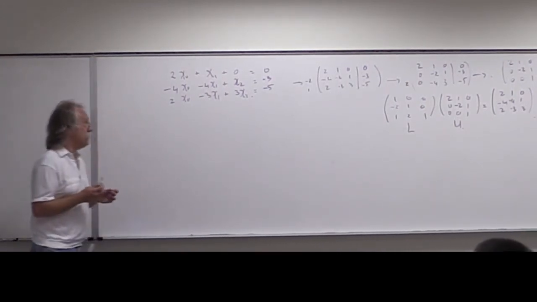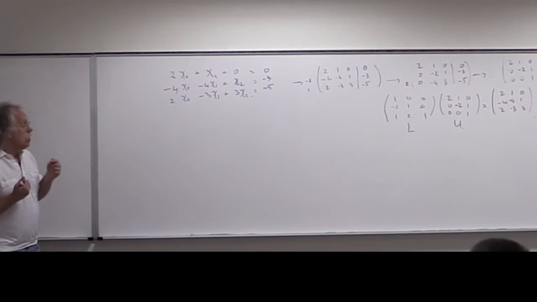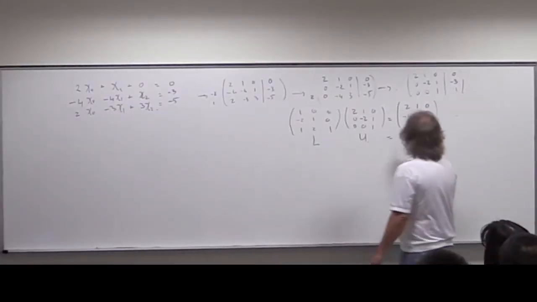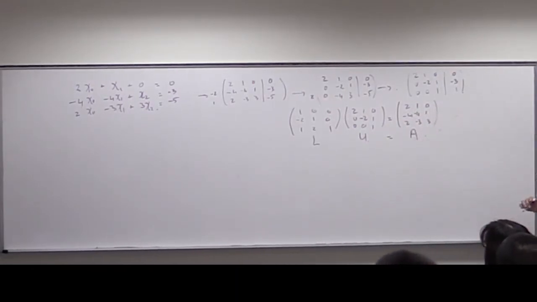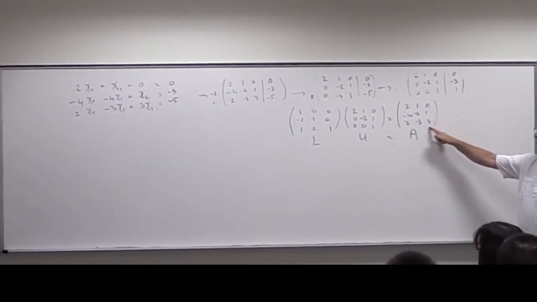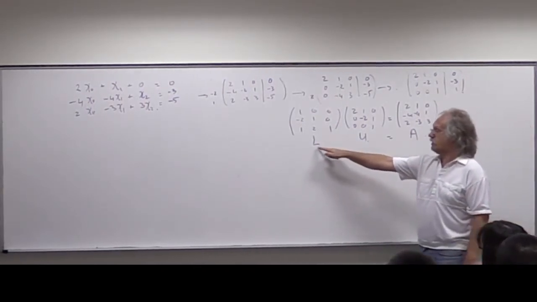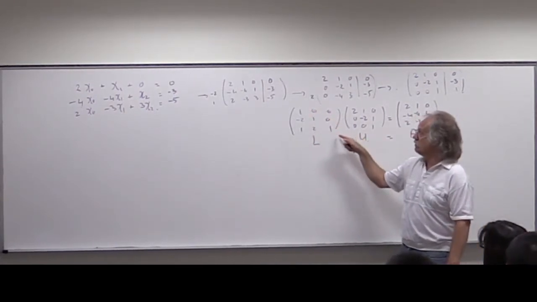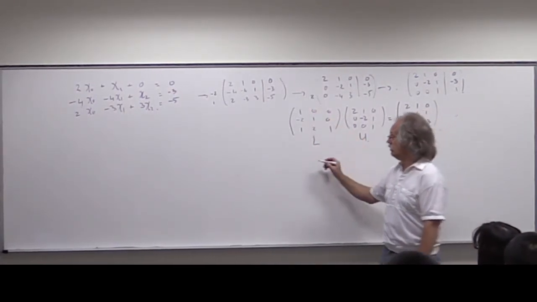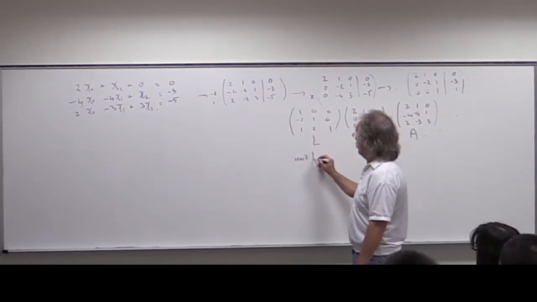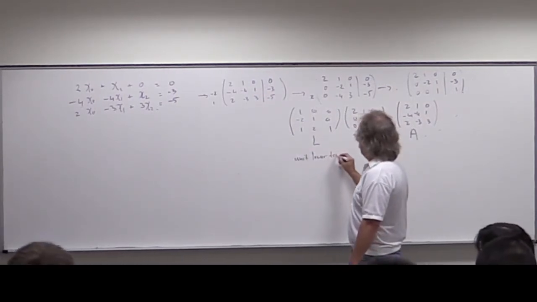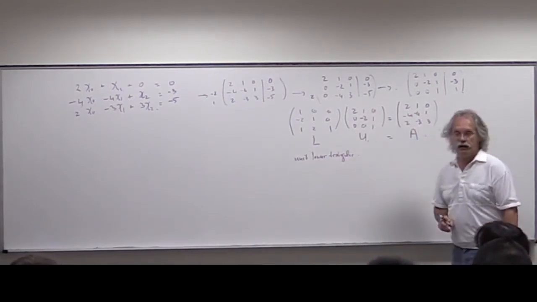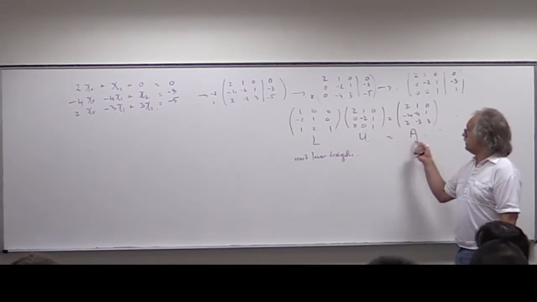So let's see. The conjecture is that given matrix A, we can compute a factor L and a factor U such that, now notice that L is a lower triangular matrix but has ones on the diagonal. We call that a unit lower triangular matrix. And U is upper triangular. Multiply them together, you get A back.